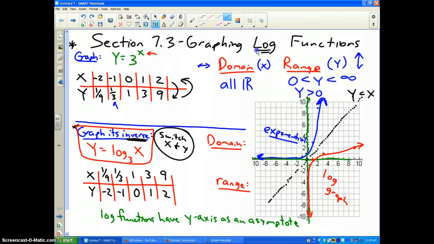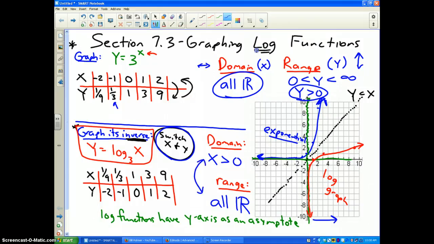Now, what's its domain? Well, as I just said, you switch x and y around. So therefore, my domain is really my range. However, you always use x. If you notice, x is greater than 0. All my x values are on that side of the y-axis. So my x numbers are all bigger than 0. And my range will now be the old domain. My range is now all real numbers. You switch these around as well. And that's how you graph a log function. If you have any questions, make sure you ask me in class, but that's the procedure that I want you to follow to do your graphing.